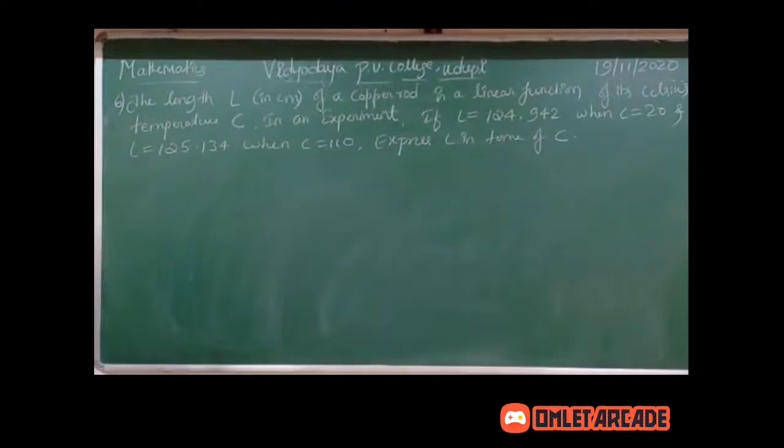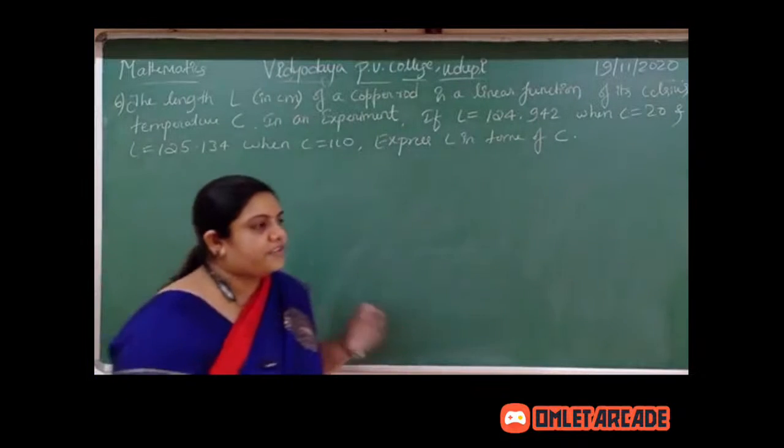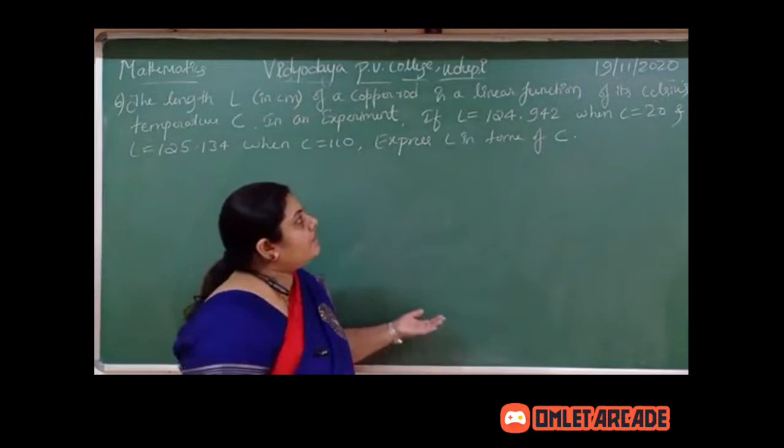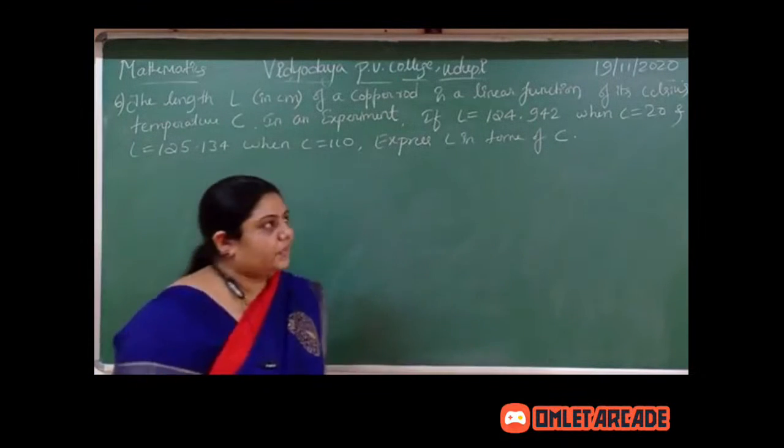The length L of a copper rod is a linear function of its Celsius temperature C. In an experiment, if length is 124.942 centimeters when C is 20, and L is 125.134 centimeters when temperature C is 110, express L in terms of C. Express L in terms of C means you have to find an equation which involves L and C.